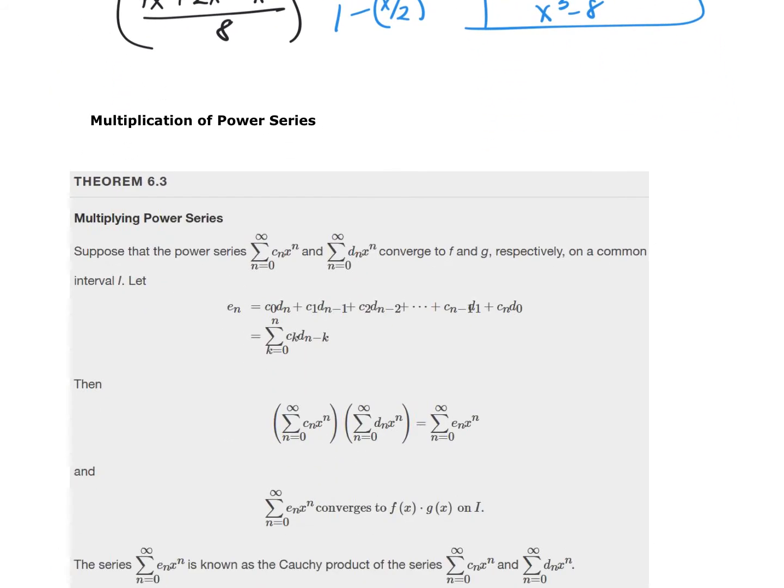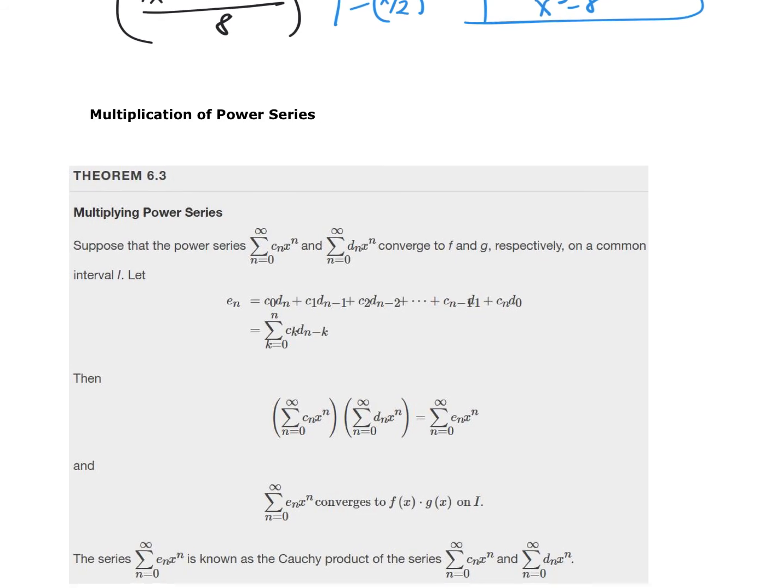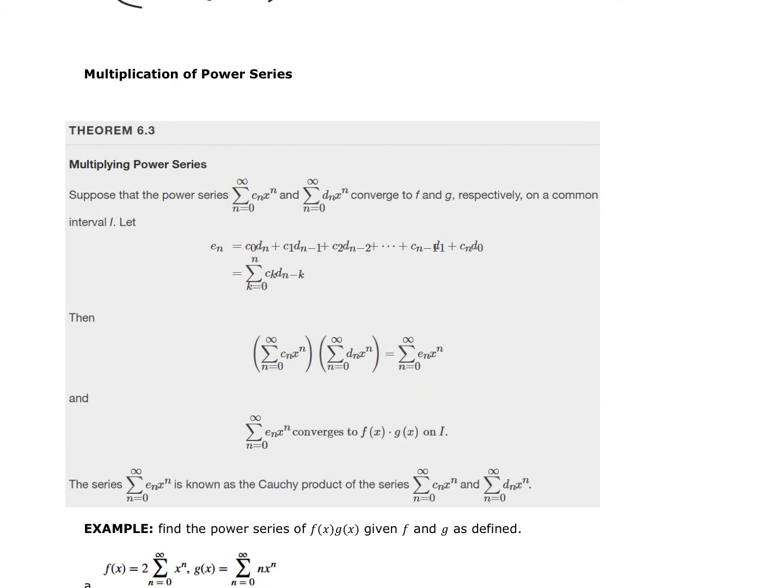Now we're going to look at the multiplication of a power series. We've done addition and subtraction of power series. What happens if I multiply two power series? All right, so suppose I have these two power series where I have different coefficients. We both start at n equals 0 to infinity, still x to the n on both of these. If f and g converge respectively on a common interval I, then my coefficient e sub n is going to be equal to c naught d n, c1 d n minus 1, c2 d n minus 2, all the way down to where we get c n d naught.